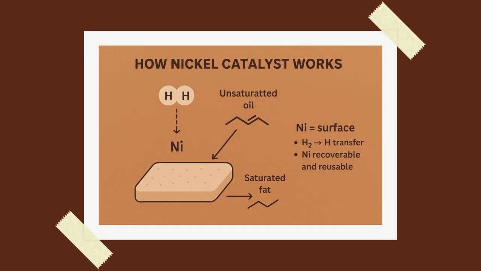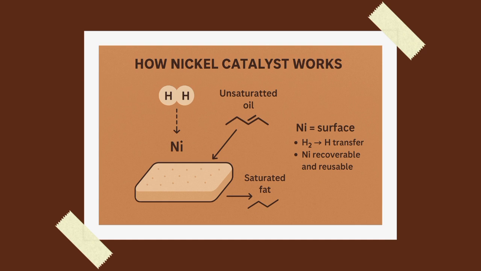Next, we look at the role of nickel as a catalyst in the hydrogenation process. Nickel is used because it provides a solid surface on which the reaction can take place. On this nickel surface, hydrogen gas will first stick. This process is called adsorption. H2 will break down into hydrogen atoms.